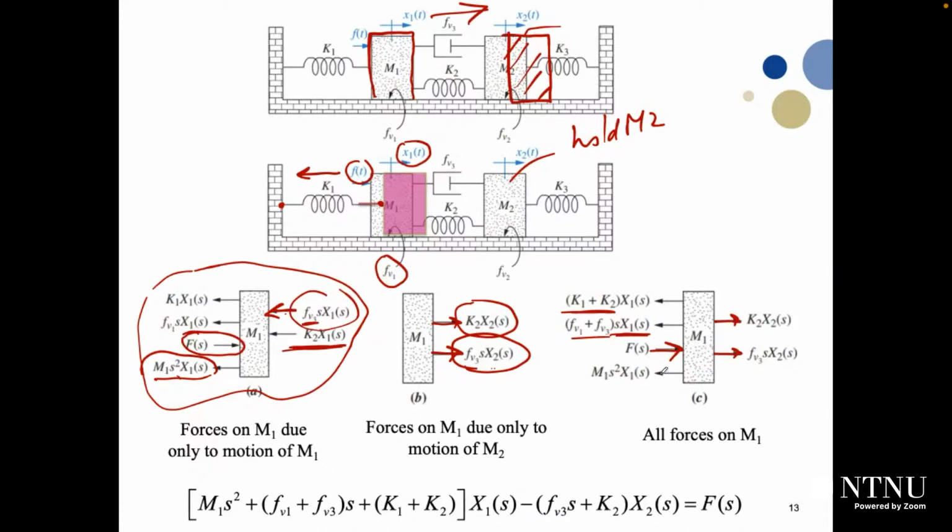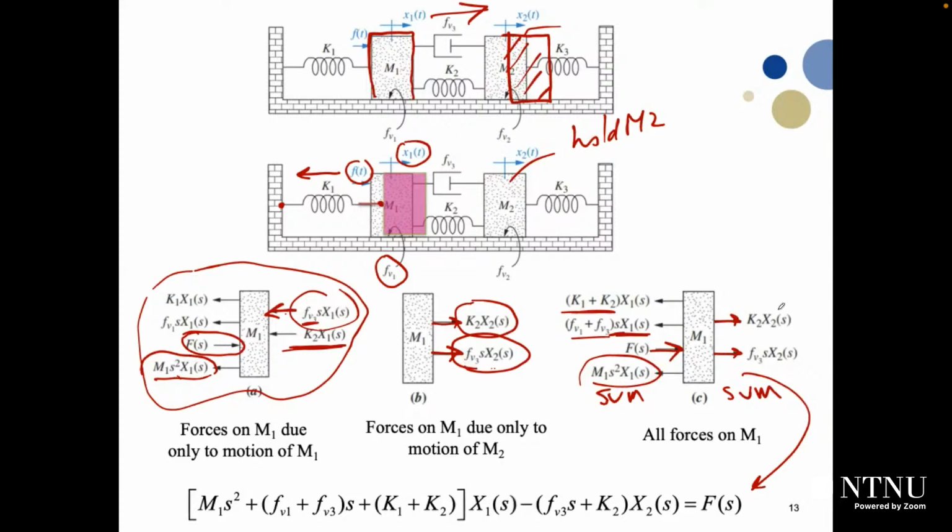So now we have all the forces. We just need to write the equation. From the total forces acting on M1, we write the equation of forces: the sum of forces on the left-hand side equals the sum on the right. We start with M1 S squared, plus FV1 plus FV3 multiplied by S, taking X1 of S as a common factor, plus K1 plus K2 multiplied by X1 of S. This is the coefficient of X1 of S.